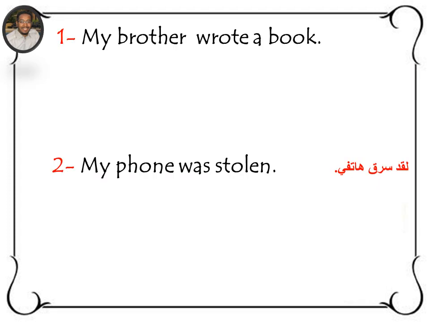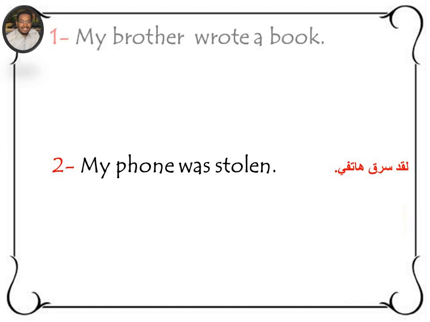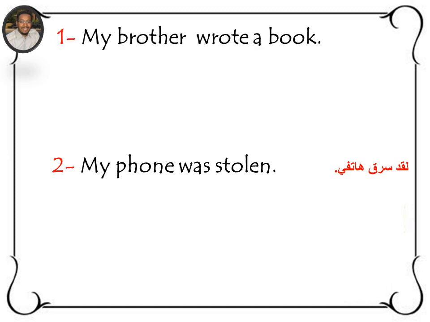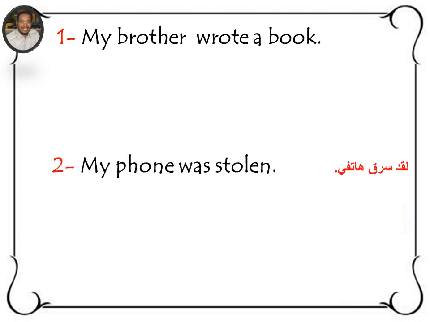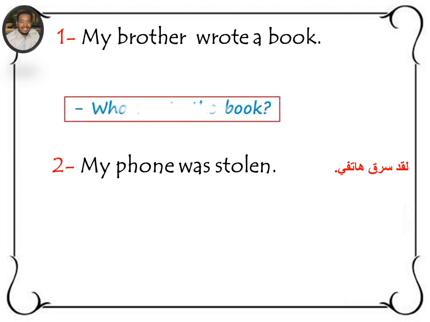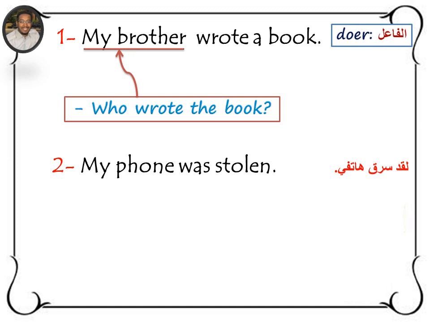Now take a look at these two examples. Number one, my brother wrote a book, and number two, my phone was stolen. In number one, who wrote a book? It's my brother, and my brother is the doer of the action. So my brother in this sentence is the most important element because he has done something. He wrote a book. Okay?